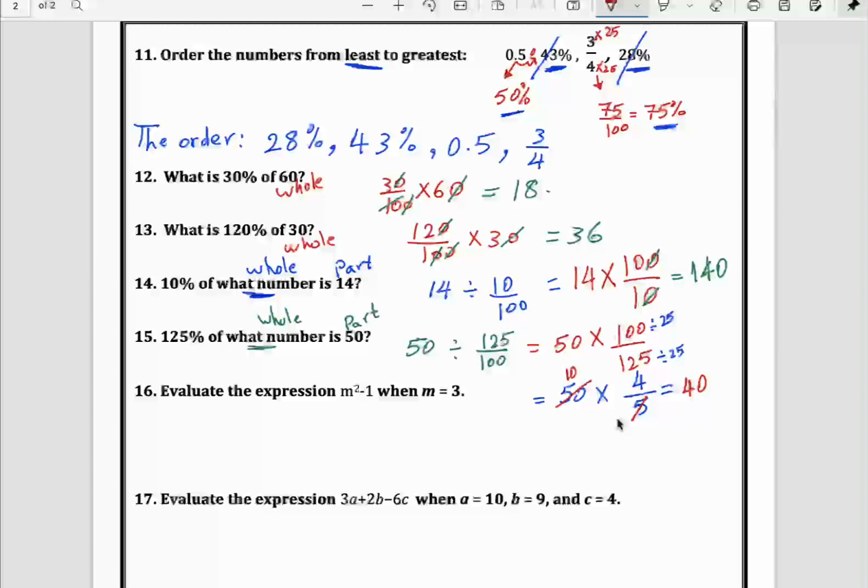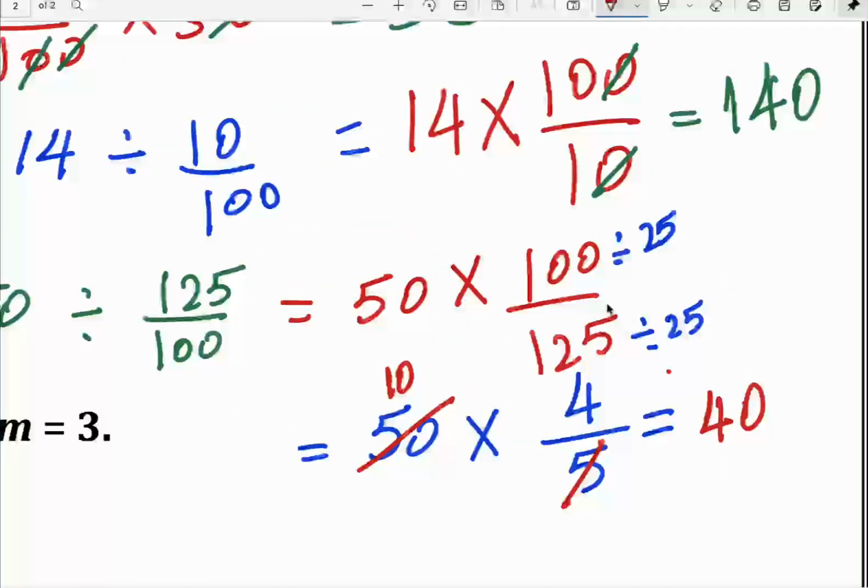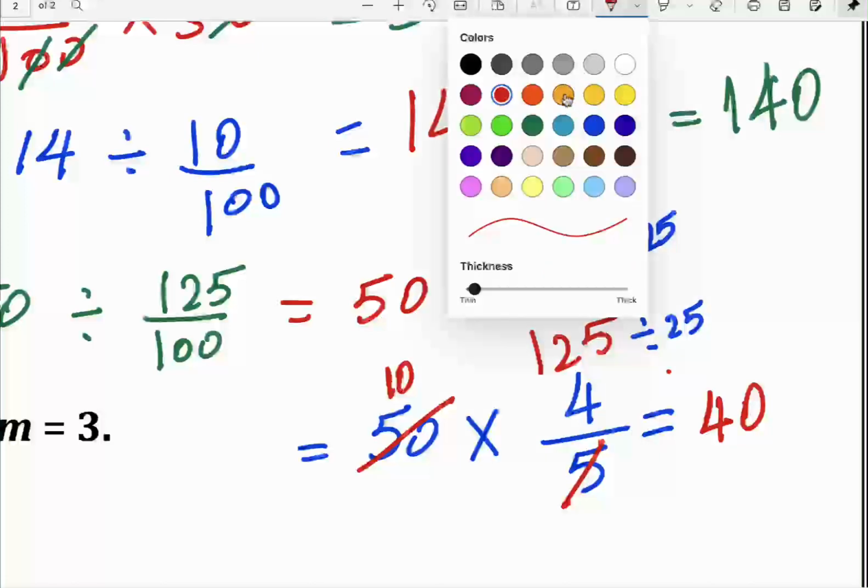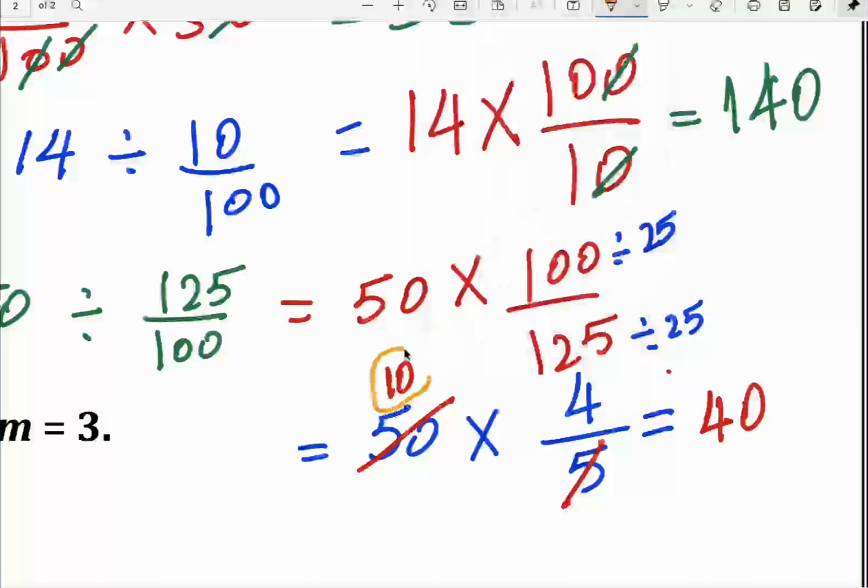Can you repeat just the last part from 50? Which question? How we get 40? How we get the 4? This 4? 40. 10 times 4. I multiplied this 10 and this 4. How we remove 5 and 50? We divided 50 by 5.